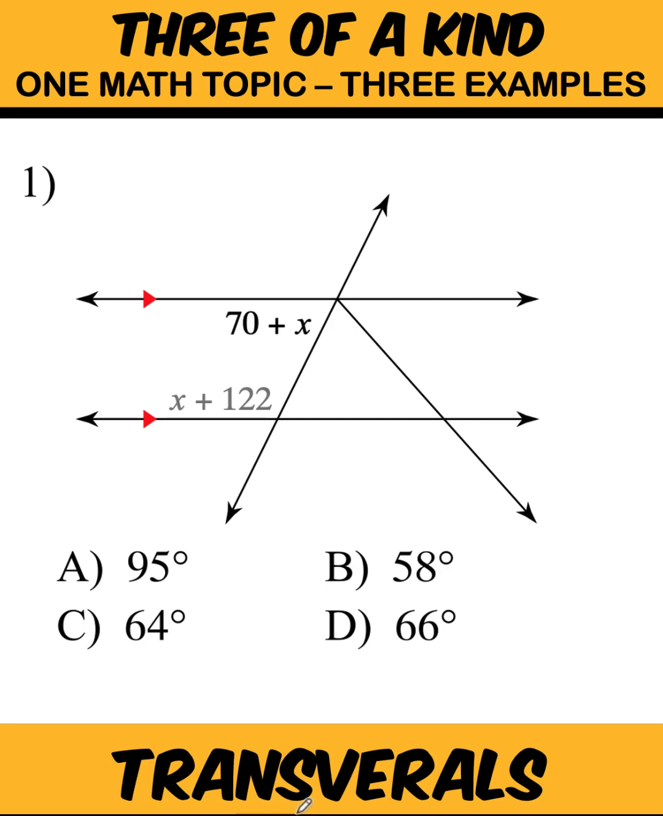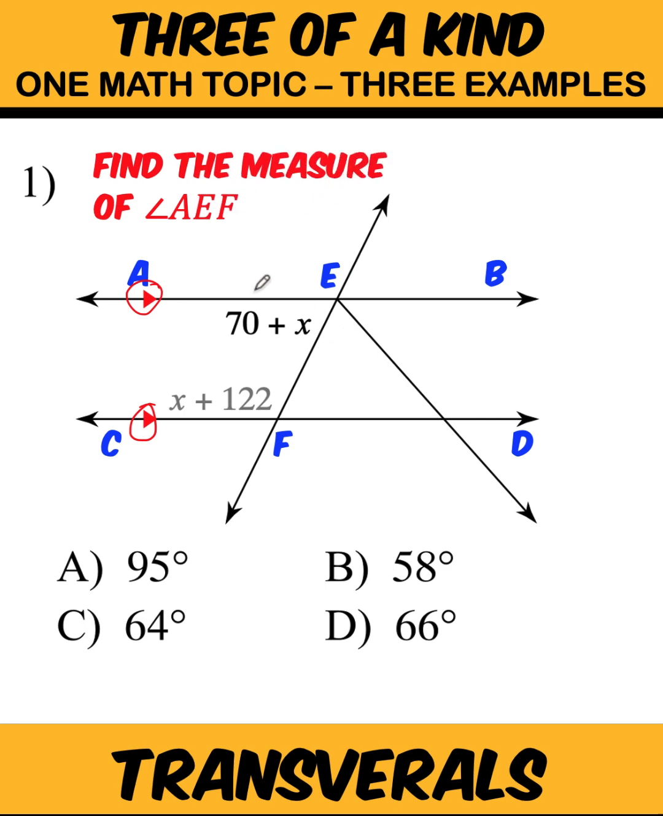This time our topic is about parallel lines cut by transversals. Here's our first problem. Let's say we are given here 2 parallel lines. AB and CD are parallel as indicated by this symbol. And segment EF is the transversal cutting these 2 parallel lines. We want to know what is the measure of angle AEF, this angle here.